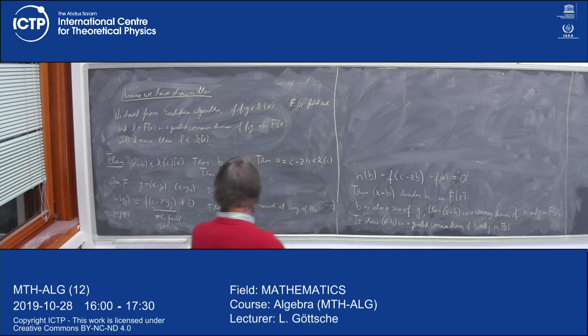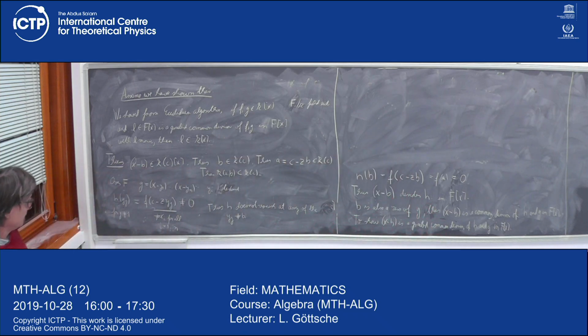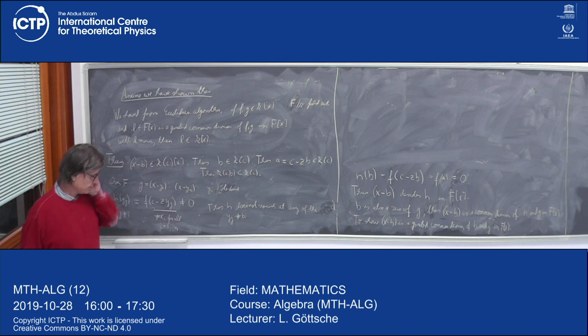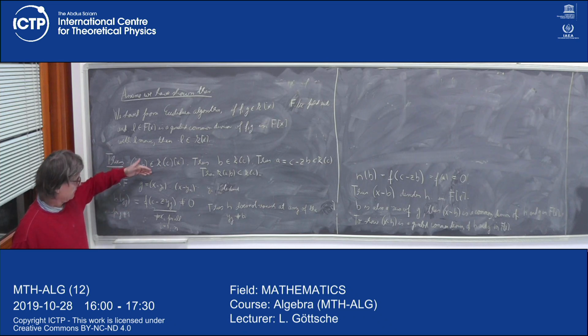So a greatest common divisor must divide G. I can always choose it to be monic, so then it must have some zeros. One can see it here. So it follows it must be a product of some of these.